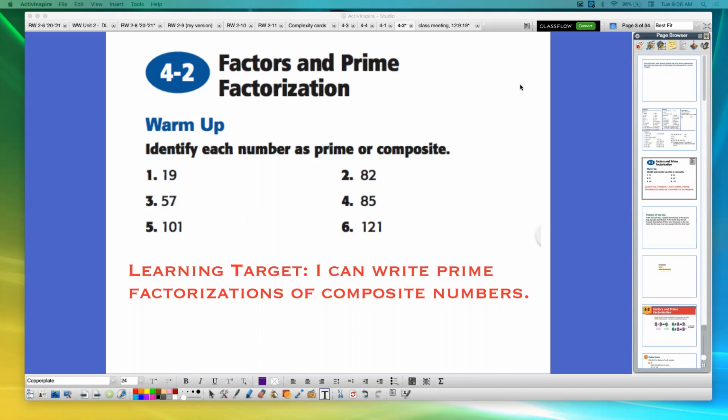All right, boys and girls, I've started the recording. So again, the learning target is I can write prime factorizations of composite numbers.